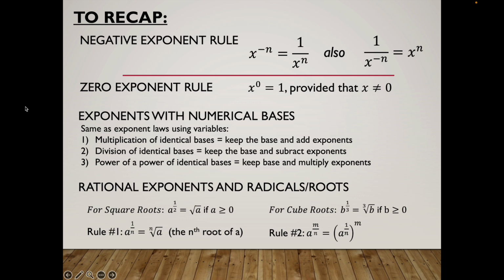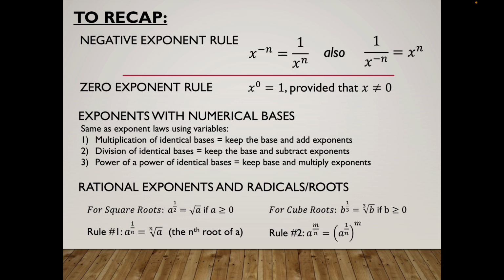Finally, to go over everything we covered in this video lesson, we went over the negative exponent rule, how to make exponents that are negative positive. We went over the zero exponent rule, where anything to the power of 0 is equal to 1. We went over the fact that exponents with numerical identical bases is the same thing as exponents with identical variable bases. When you multiply, you keep the base and add the exponents. When you divide, you keep the base and you subtract the exponents. When you do power of a power, you keep the base and you multiply the exponents.